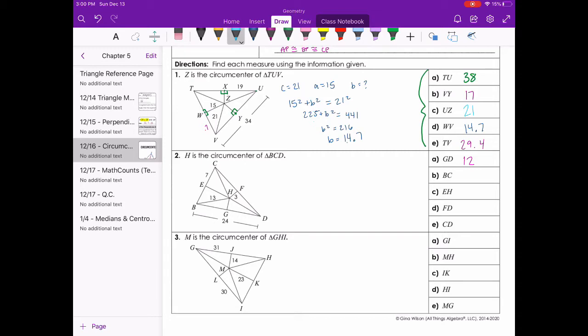BC is right here. So if EC is 7, that must mean this is 7. So the entirety of BC would be 14. Okay, EH is a perpendicular bisector here. Oh, we already said this was 7. So here's my right triangle. And what I'm really missing here then is a leg.